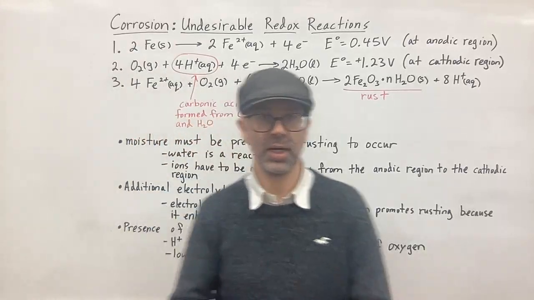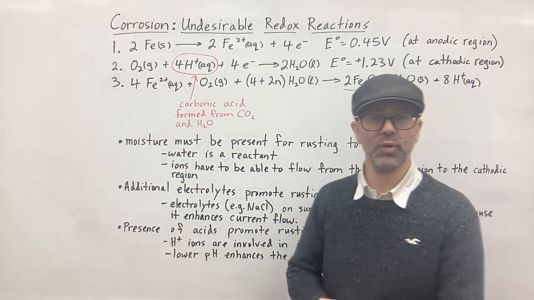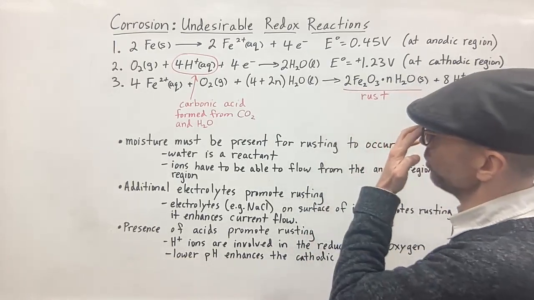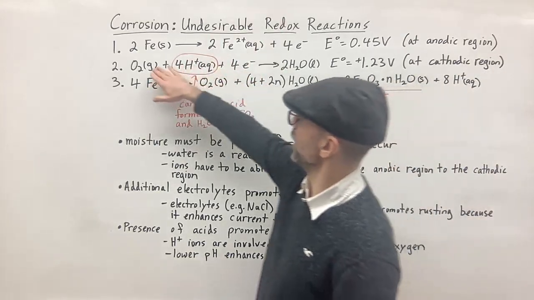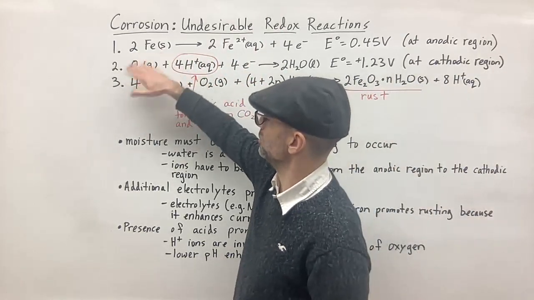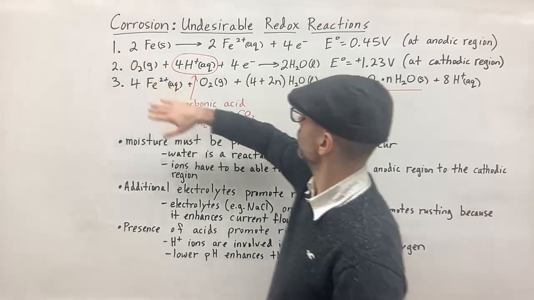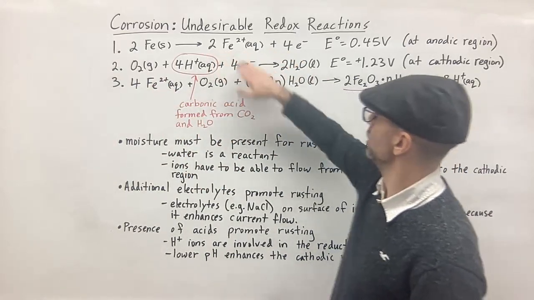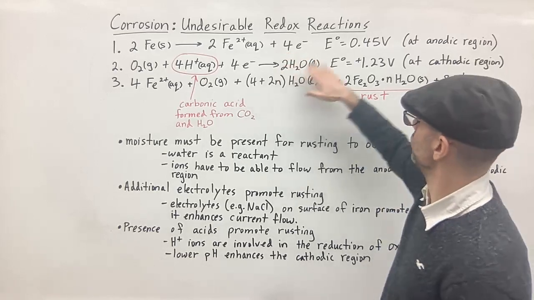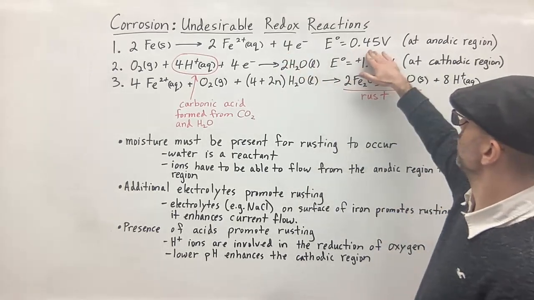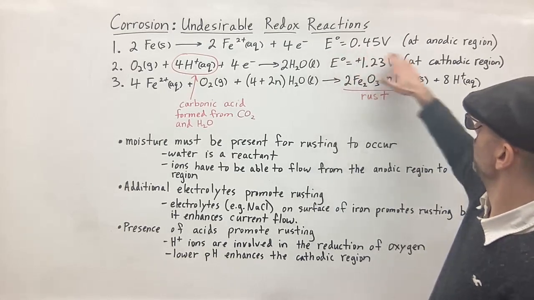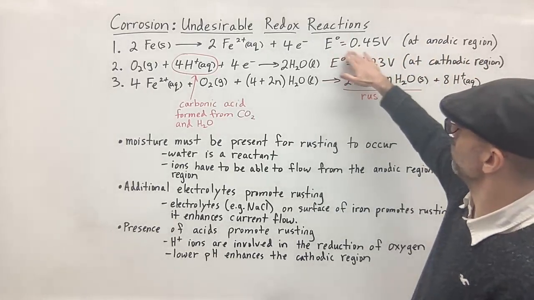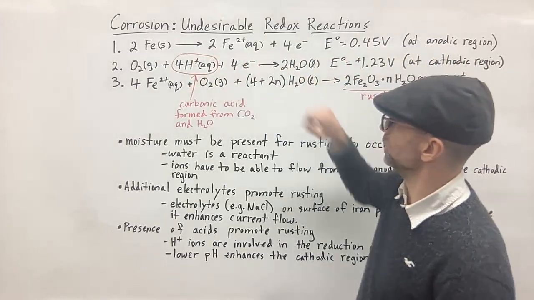Okay, so let's talk about the equations for the rusting or the formation of rust. And so here we have three reactions. The first reaction here is where iron solid is going to undergo oxidation to form two iron ions and give off 4 electrons. And so you can see here that it has a positive standard electrode potential, and this is going to occur at the anodic region, right? So it's fairly positive, so it will undergo oxidation fairly easily.